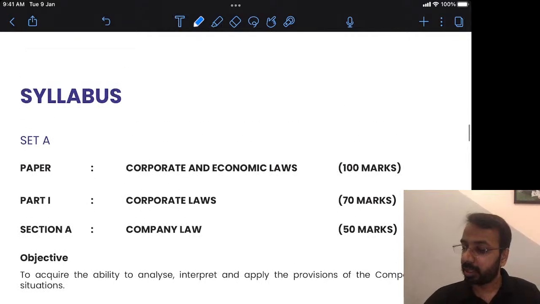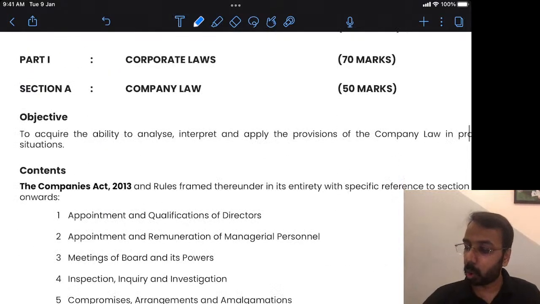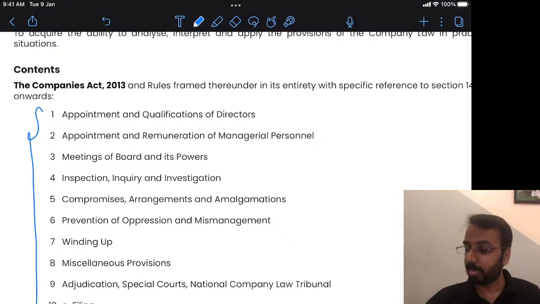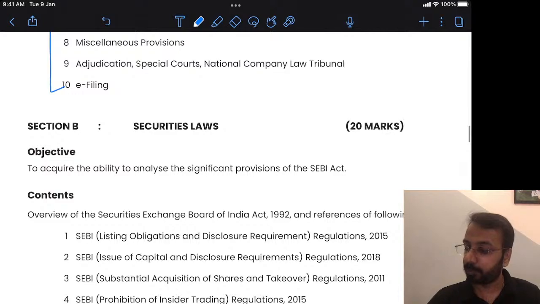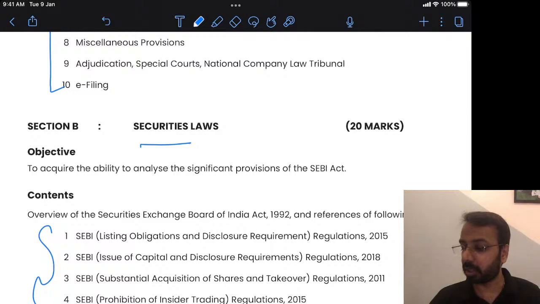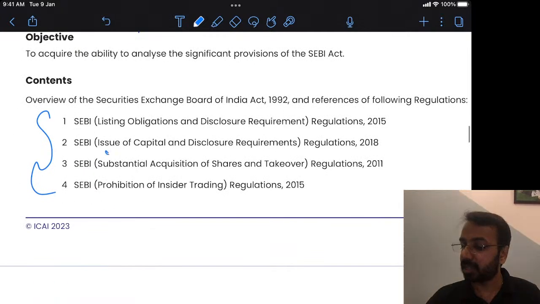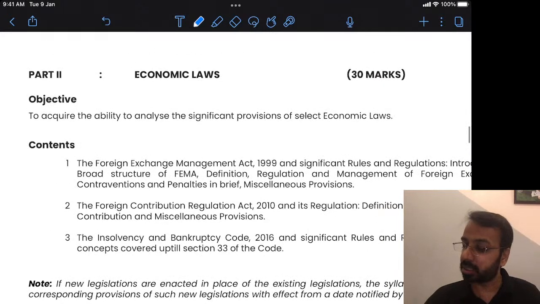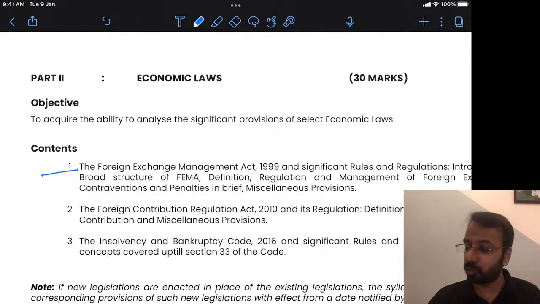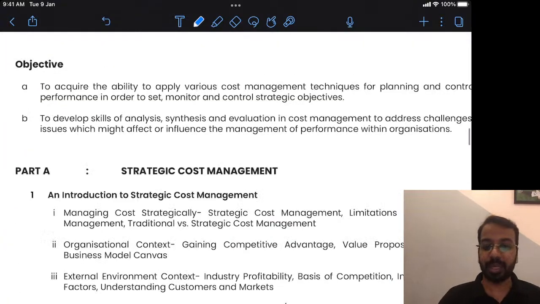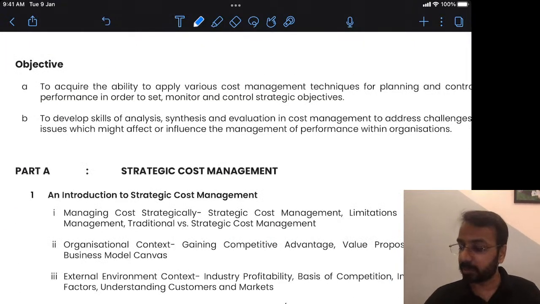Now here you can see corporate and economic laws. So almost all the sections which were there as a part of CA final have been moved here. Then you have securities law, which is SEBI, we call it LODR, listing obligation and disclosure requirement and all of those things. Then you have ICDR, substantial acquisition, provision of insider trading, all of that has come here. Then economic laws, FEMA 1999 and significant rules, FCRA, insolvency and bankruptcy code. So all of these are a part of this. Then strategic cost management, whatever was there in SCMPE, that has come up here as a part of this.